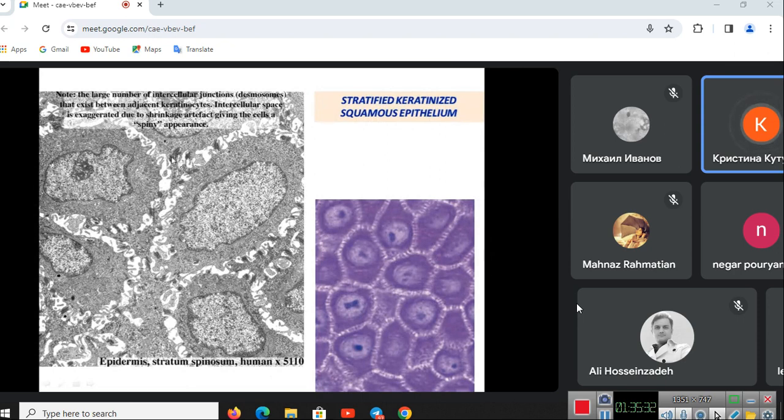Each pair of spines has a spot desmosome, and this is how it looks in the light microscopy. So small projections are spines, and between the spines we have spot desmosomes for better mechanical attachment of cells together.